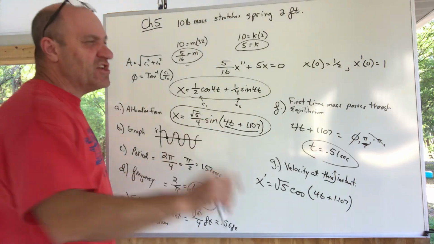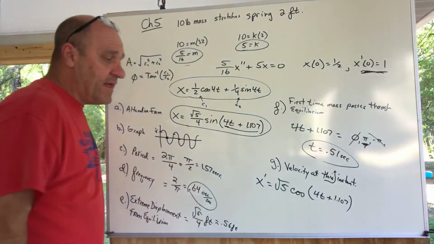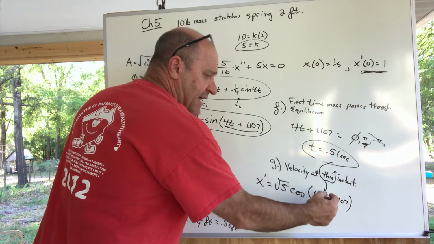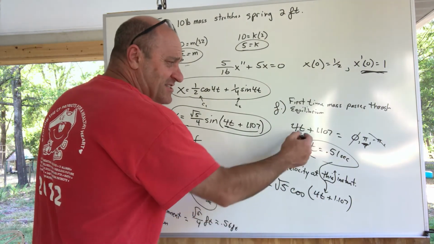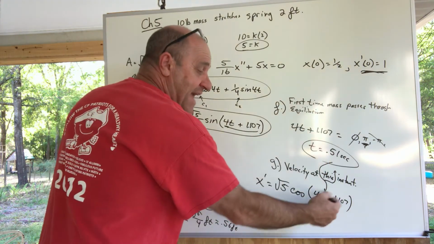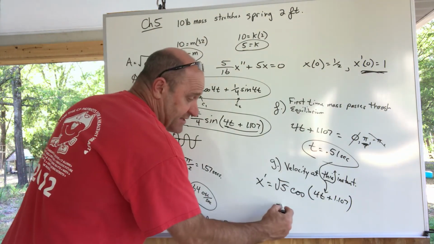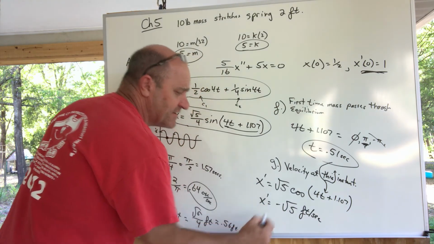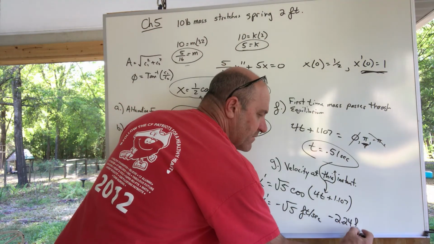Not to be confused with the initial velocity, which just was that initial number. So the velocity at any moment, I want the velocity at this moment, so I should plug in the 0.51 seconds. And I can do that on the calculator, but I want to point out something. I just set this equal to pi to get this t value. So when I plug this t value back in here, the angle will be pi, and the cosine of pi is negative 1. So the answer is negative square root of 5 feet per second. That's the velocity at this instant, which again, we could decimalize, negative 2.24 feet per second.